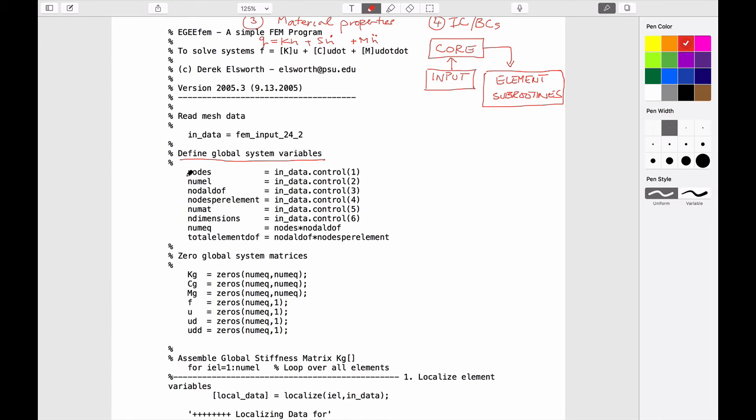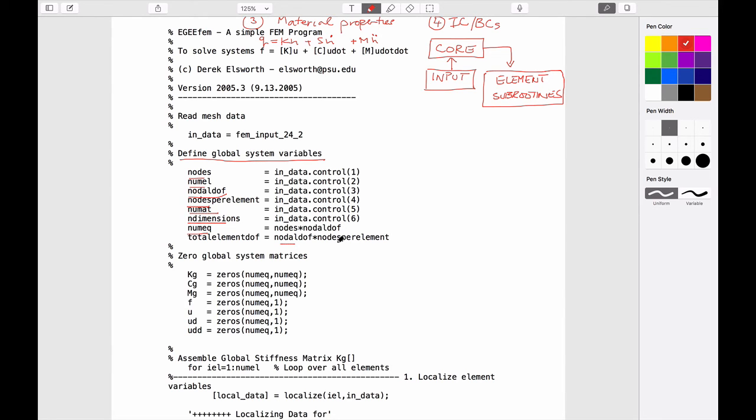But in this case, we'll define how many nodes we have, how many elements we have. So nodes are 3. We have 2 elements. How many degrees of freedom per node, which is 1. How many nodes per element, which is 2. How many materials we have. We have k of 1 times 10 to the minus 6 and 2 times 10 to the minus 6. How many dimensions? It's a one-dimensional problem, x only, 1. And how many equations do we have? We have 3 nodes. Each node has 1 degree of freedom. 3 times 1 gives us 3 equations. We have a 3 by 3 matrix.